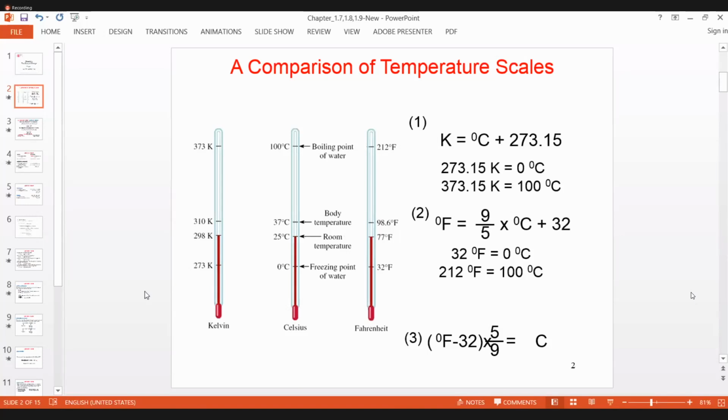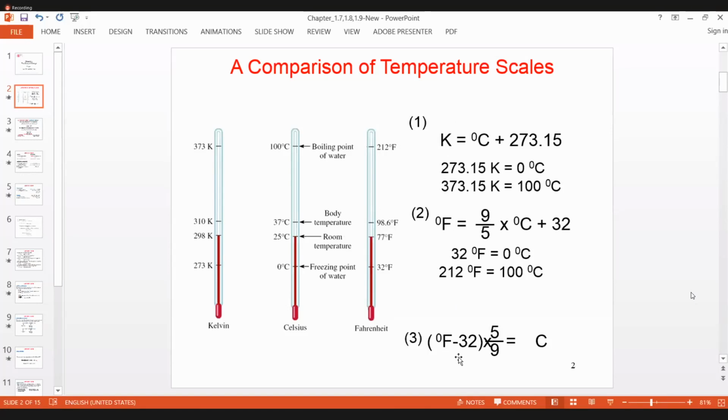So now this is a comparison of temperature scales. These are 3 different temperature scales. Number 1, Kelvin, the standard scale, Celsius and Fahrenheit. So which scale are you using in Saudi Arabia? I think Celsius. Celsius. So these are the conversion factors.